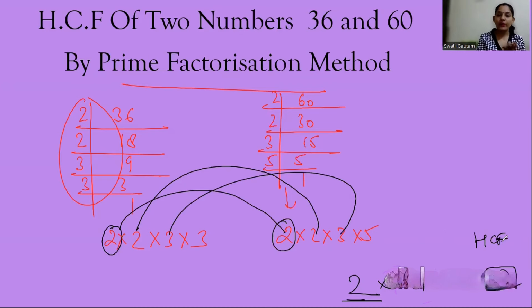So first you have to find the LCM. Then you have to write the numbers on the left-hand side in multiplication form. And you have to take the common numbers and multiply them at the last. And that is the HCF of 36 and 60, right? Now let's take another question.